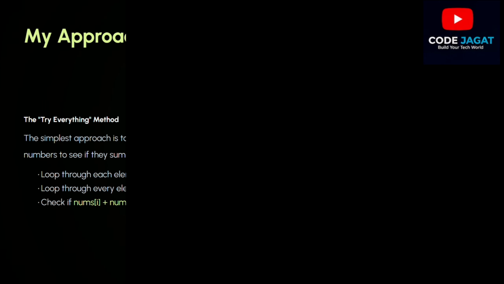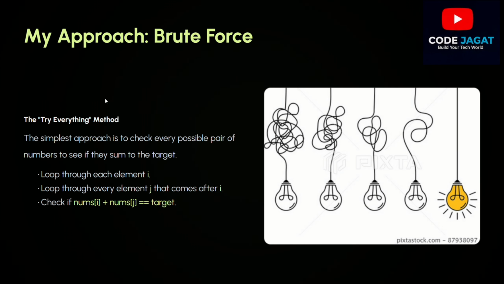Okay, now let's come to my approach. My approach is the simple brute force approach to solve this two-sum problem. This is going to be the try-everything method. This is one of the simplest approaches that we can check in Python. With this approach, you can check every possible pair of numbers to see if the sum adds up to the target. First, I need to loop through each element i, then loop through every element j that comes after i.